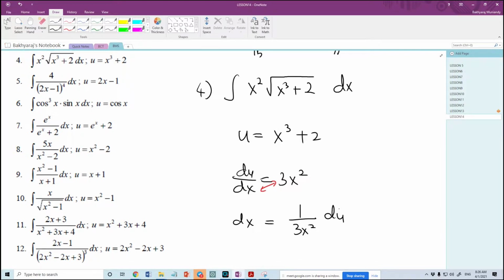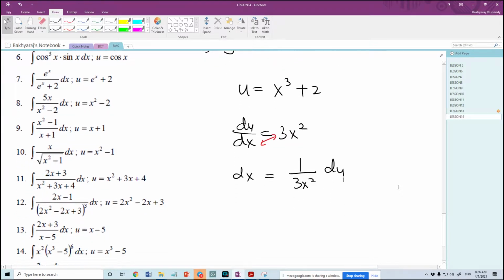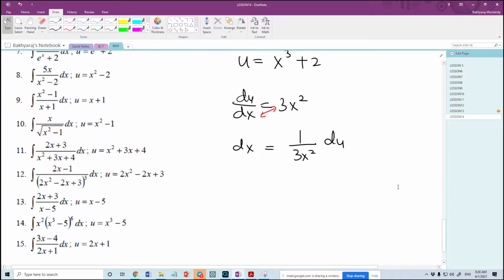Okay, so we're going to substitute. Now what is the substitution? We substitute. What do we get? Integrate, the question is x square, dot with square root, and you have u, and dot with dx, which turns out to be, yeah, what?